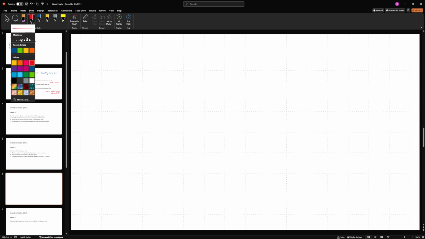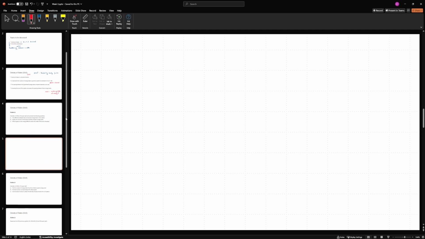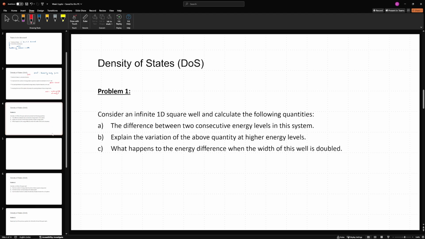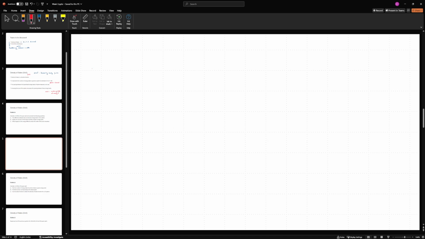Let me see if I can reduce the thickness slightly. Yes. Oh no, I took it to problem 2. Yes. So 1A.